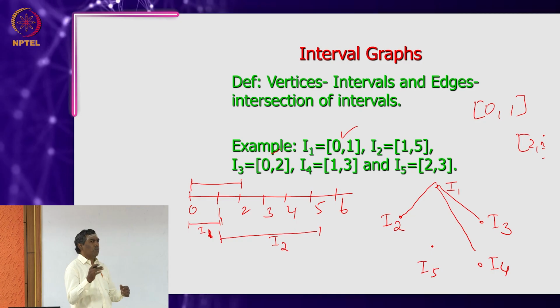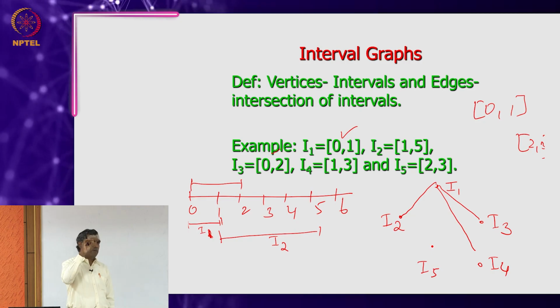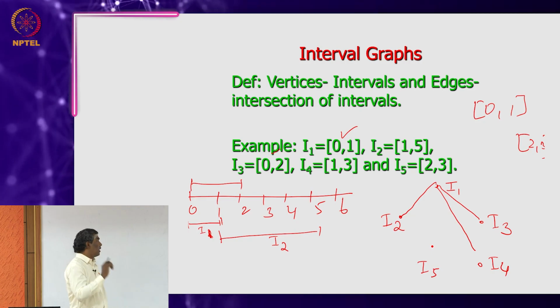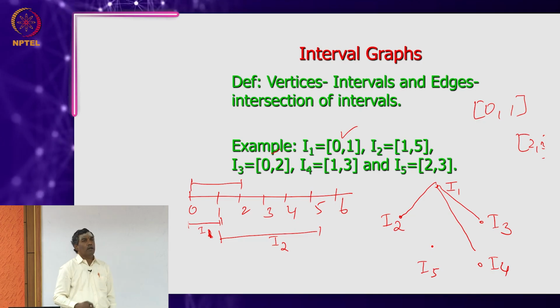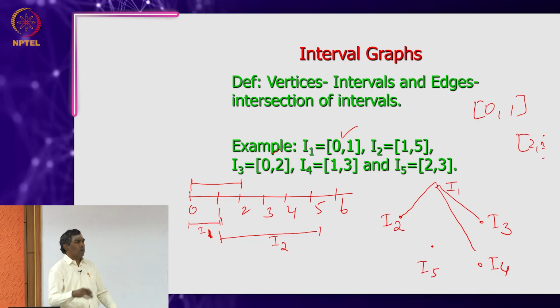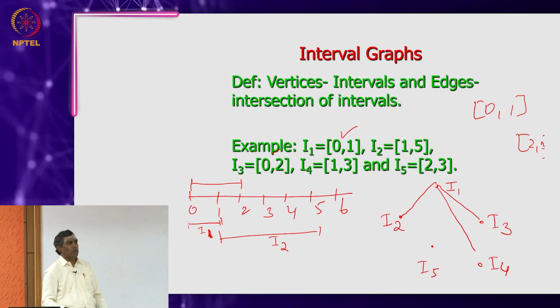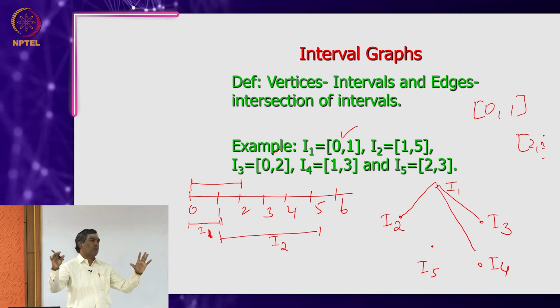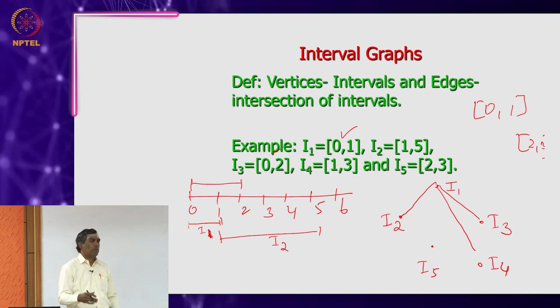That is how you form, for a given graph, the labels as these intervals. It is a very beautiful graph. It has a lot of applications in data science because most of the data are in interval form. You may not have real time data. You may not have it.